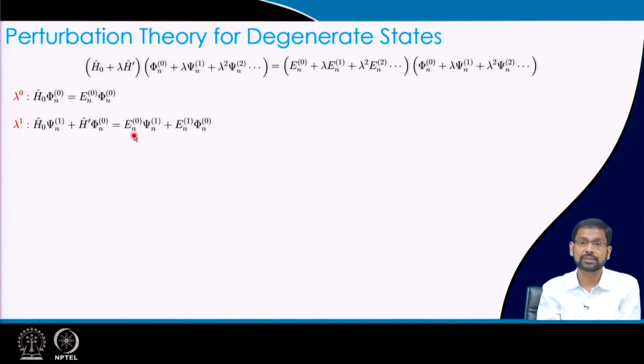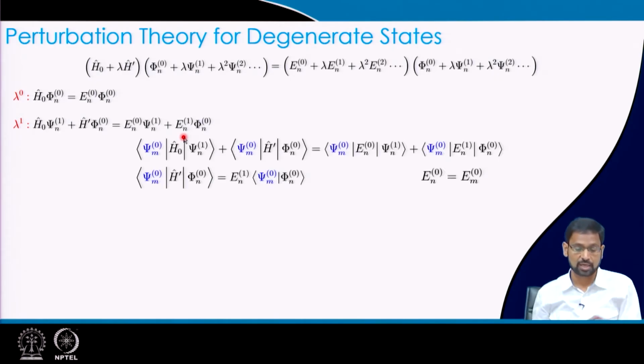If you remember, what we did in non-degenerate perturbation theory is to multiply a function to this equation, and we do the same except for one condition, that now I am multiplying psi m0 to each of these terms from left side and integrating them.